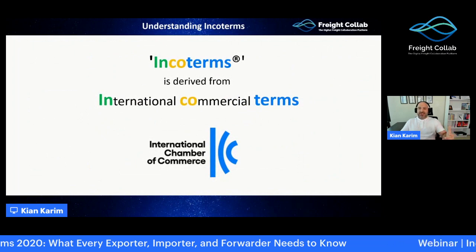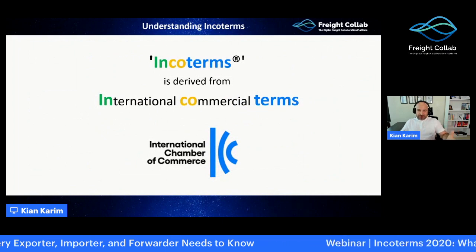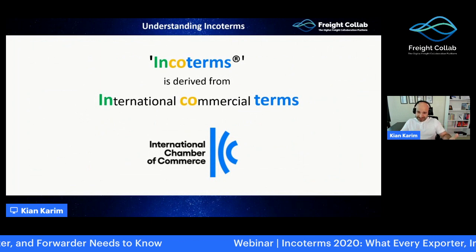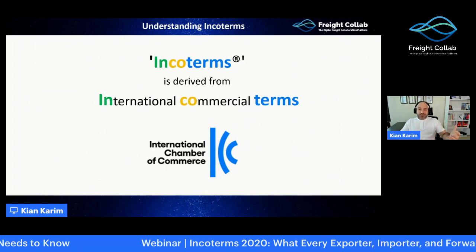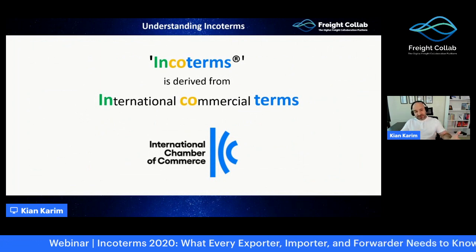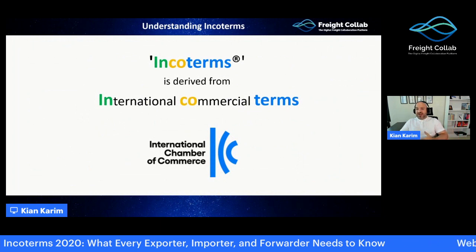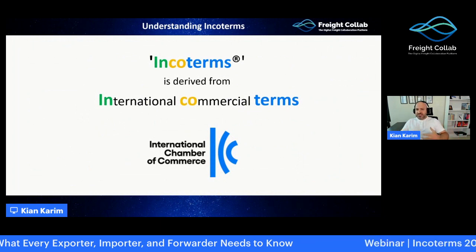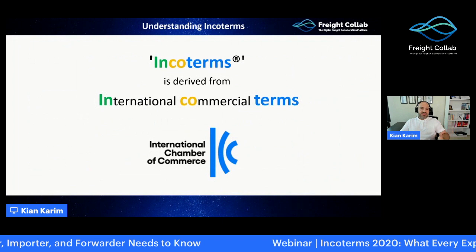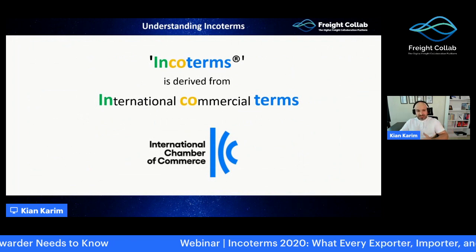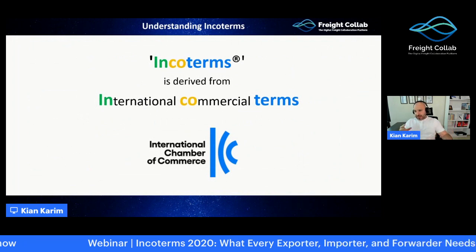So what is Incoterms? Incoterms, short for International Commercial Terms, are a set of rules published by the International Chamber of Commerce, ICC, that define the responsibilities of buyers and sellers involved in international and domestic transportation of goods.